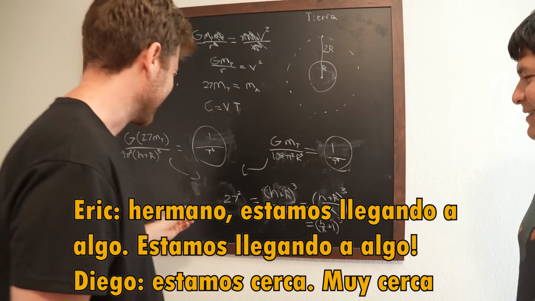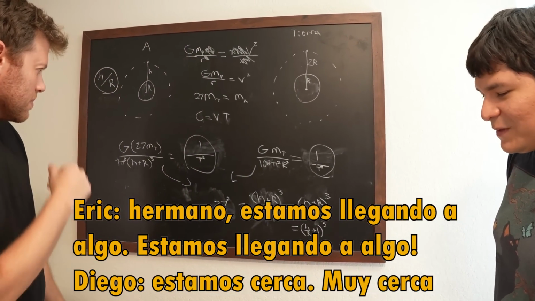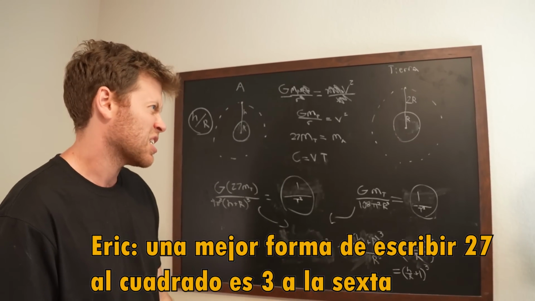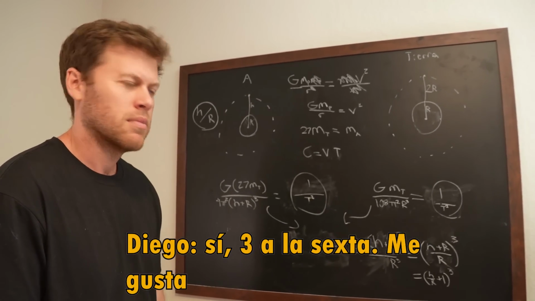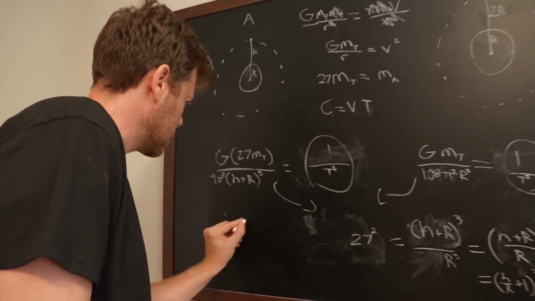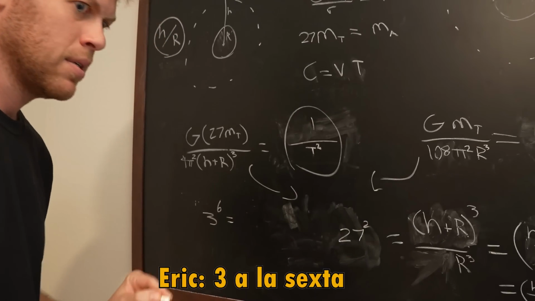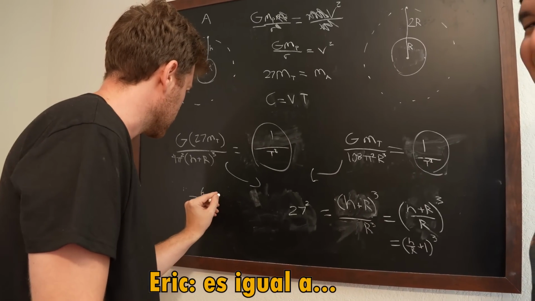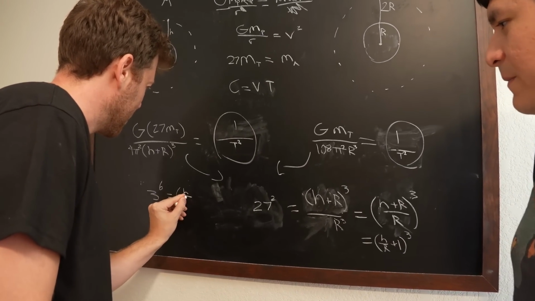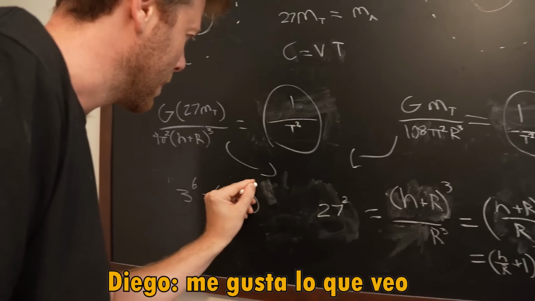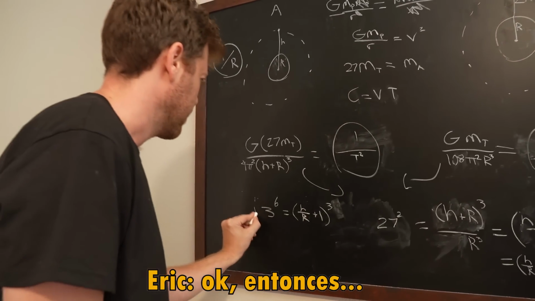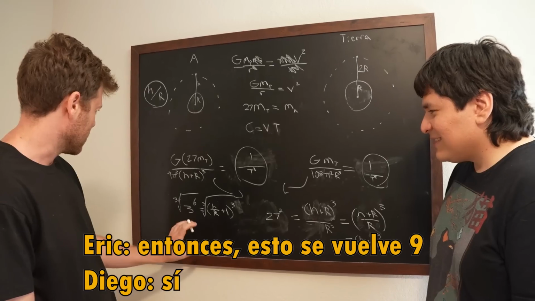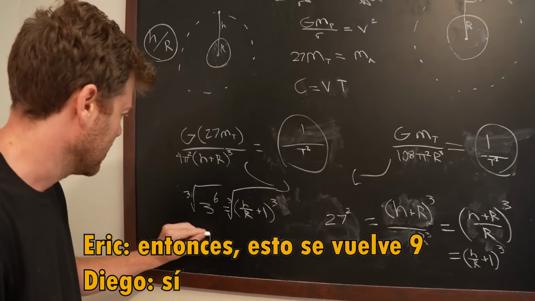Dude, it's all coming together. We're very close. A better way to write this might be 3 to the 6th power for now. Yeah, 3 to the 6th. I like that. 3 to the 6th power is equal to... I like what I see. Okay, so this just becomes 9.